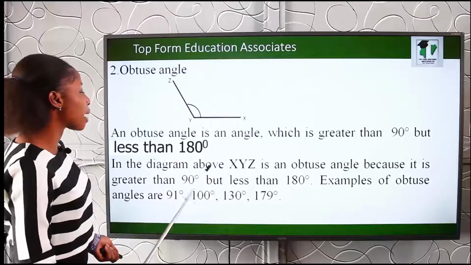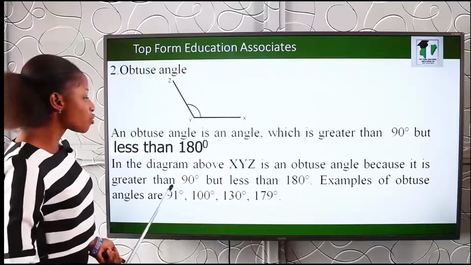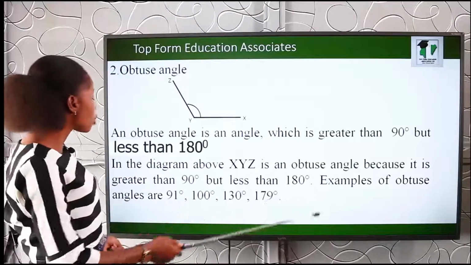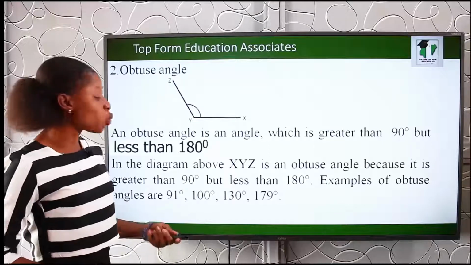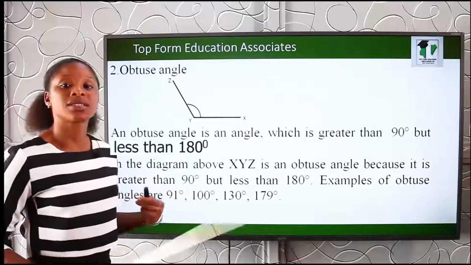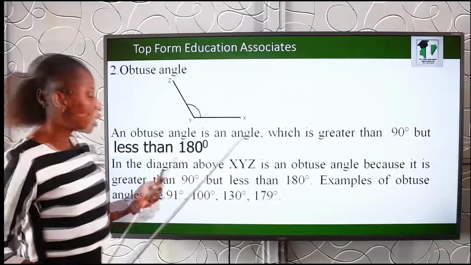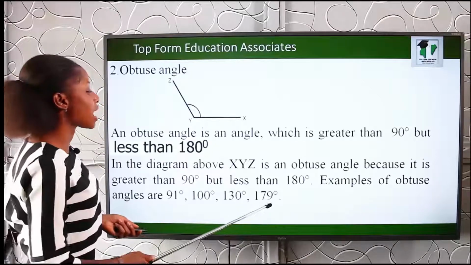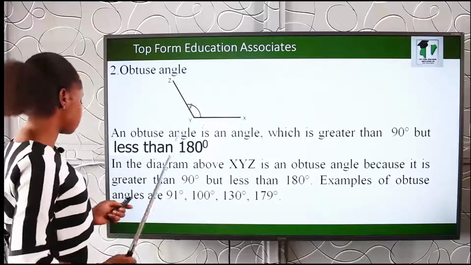Now, in the diagram above, XYZ is an obtuse angle because it is greater than 90 but less than 180 degrees. Examples of obtuse angles are 91 degrees, 100 degrees, 130 degrees, 179 degrees, and so on, but not more than one. They are not up to 180. So as long as they are not up to 180, it is an obtuse angle.